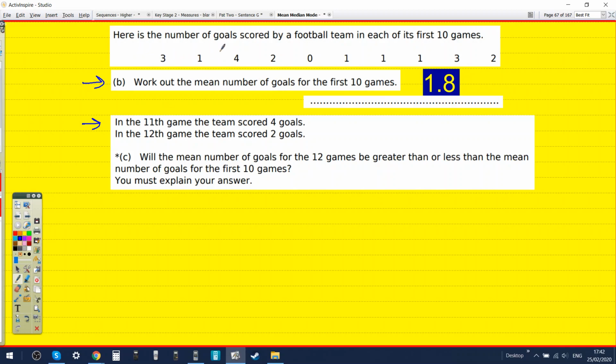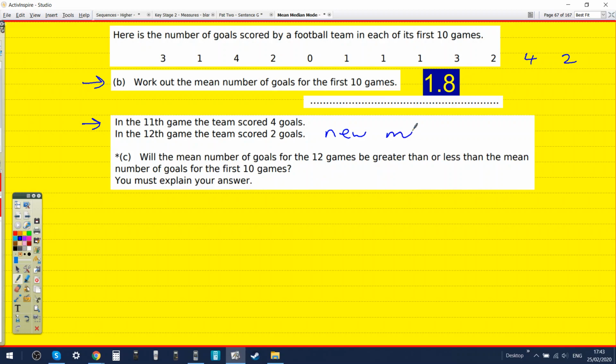So this is the first 10 games, and this is the goals they scored. Okay. Then the 11th game they scored 4. And the 12th game they scored 2. And you have to say, will the mean for the 12 games, the 10 plus these extra 2, be higher or lower than the old mean? How would you do that? Find out the new mean. Yeah, that'll work. And the new mean is 2. And so, what is the answer?